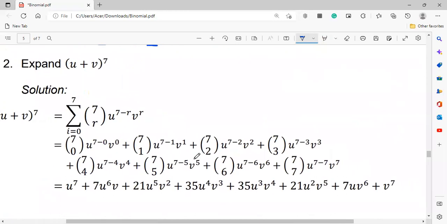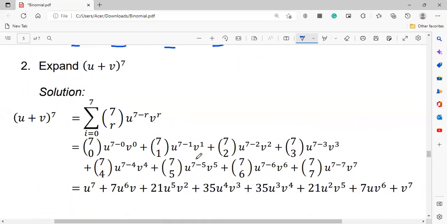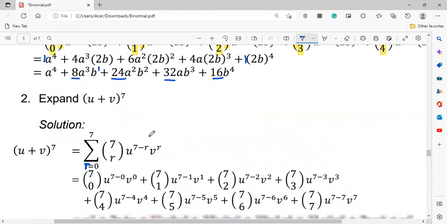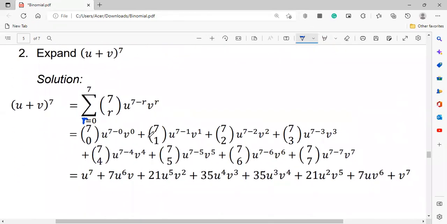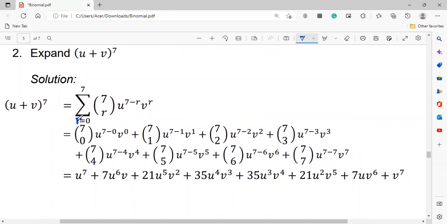Second, expand u plus v raised to 7. So mag-start ka sa, this must be r equals 0. Okay? From 0 to 7. So we have here 7 sub 0. Okay? And 7 taken 0, I mean 7 taken 1, 2, 3, 4, 5, 6, 7.